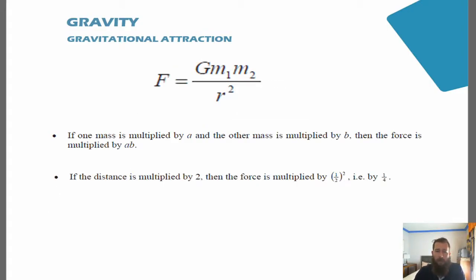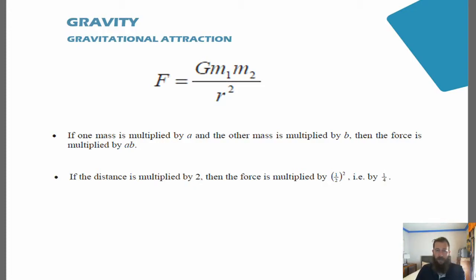Okay, I want to do this a little bit more in class and talk about proportionality, but just for this video. Okay, if we have a mass 1, mass 2 separated by a distance r, the force is given by F. If we have another scenario where we double the mass, so one of the masses, say m1, is doubled, what happens there is the force is also doubled.